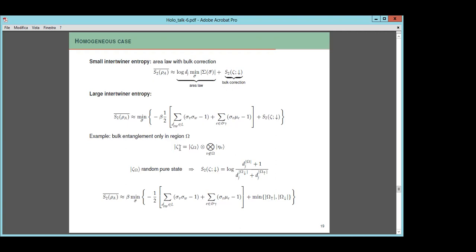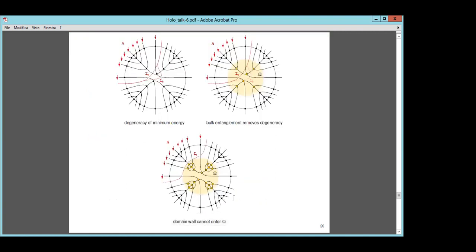So the bulk state is a certain random state in this region and a tensor product state outside. So this part does not contribute to the entropy. Then we have that the Rényi entropy of the boundary is given by this formula. And to show you a concrete example, here we can see the case in which there is no bulk entanglement, so we have the area law.